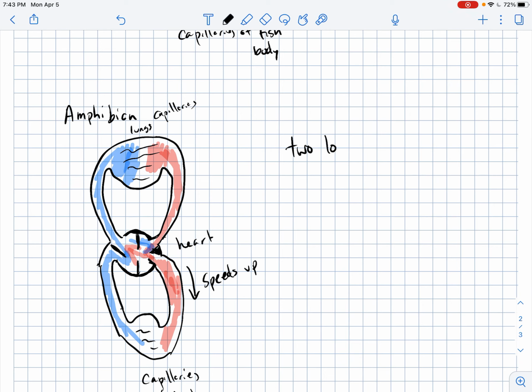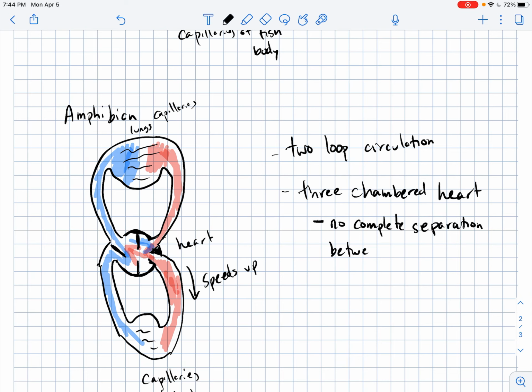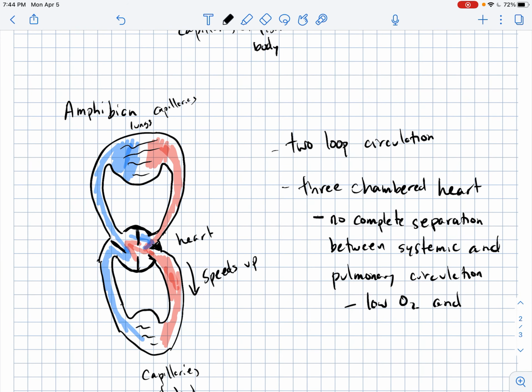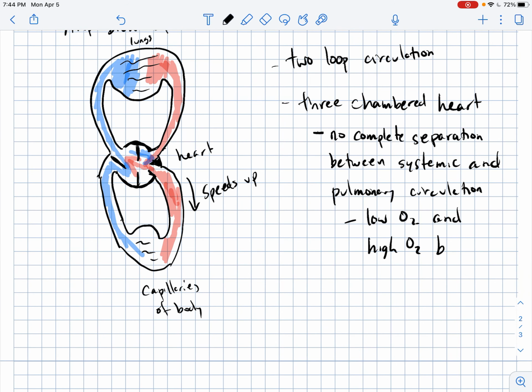And so this is a two-loop circulation, but they have what's called a three-chambered heart. And this is not as good as what we have because there's no complete separation between the systemic and pulmonary circulation. What that means is that low O2 and high O2 blood can mix. And so it's not as efficient as it could be. And that is obviously not a good thing.